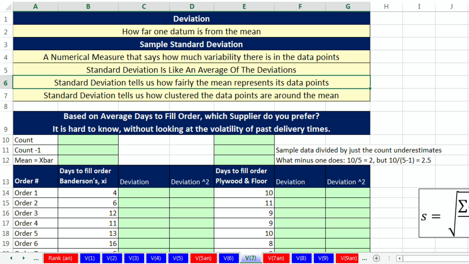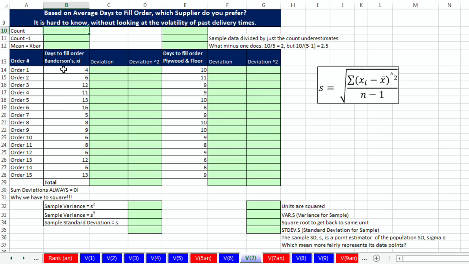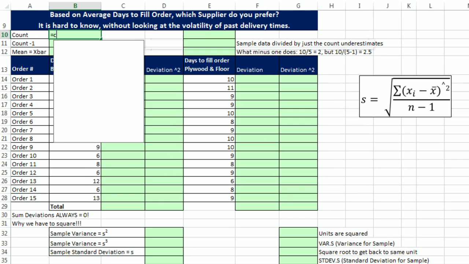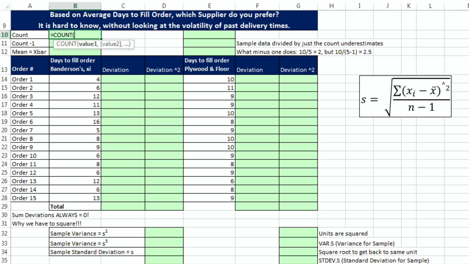Now, the first thing is here's our data set. All right, so here's Banderson's. Here's plywood and floor. All right, so ready? We're going to count first because we're going to need that. And we're counting numbers, so I'm going to use the count function.